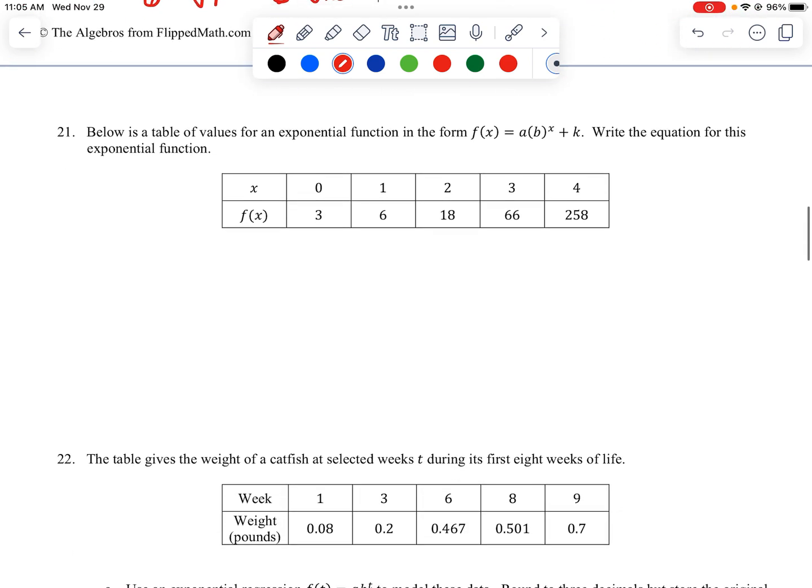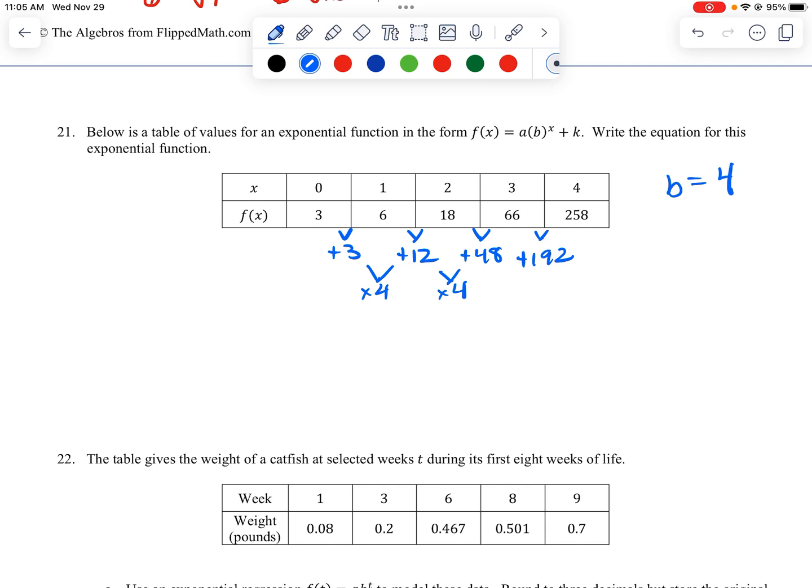Okay, and this is the one where we had to write it in shifted form. So if we remember our steps, I'm going to see what it's going up by. So going up by 12, going up by 48, and that is going up by 192. So our ratio is 4, so that means our b value is 4.